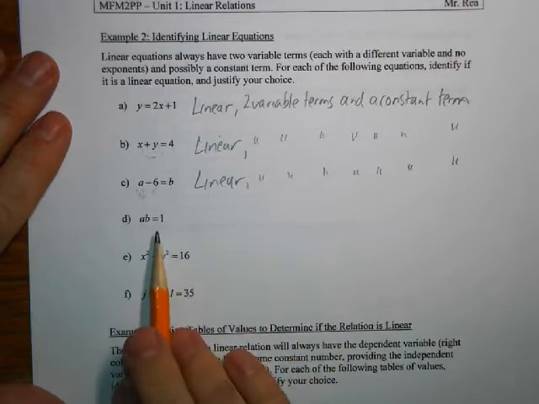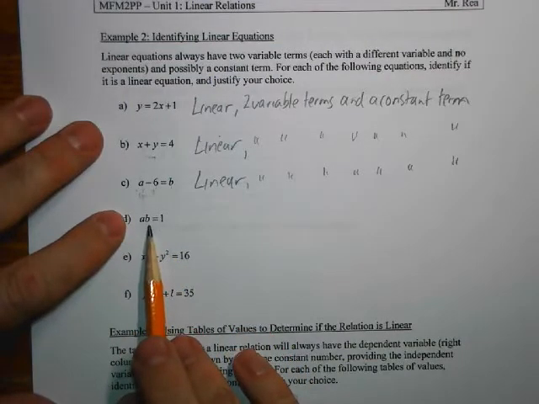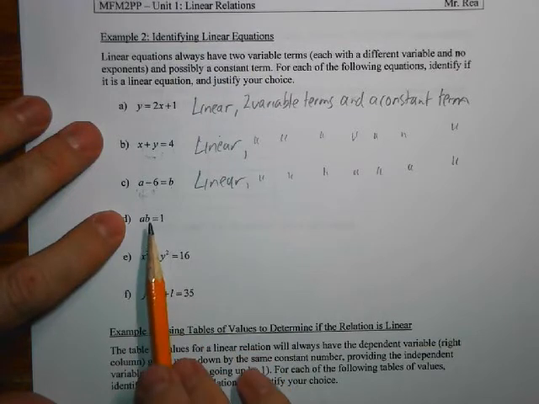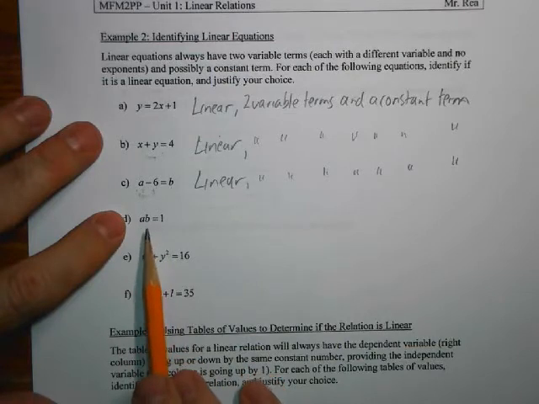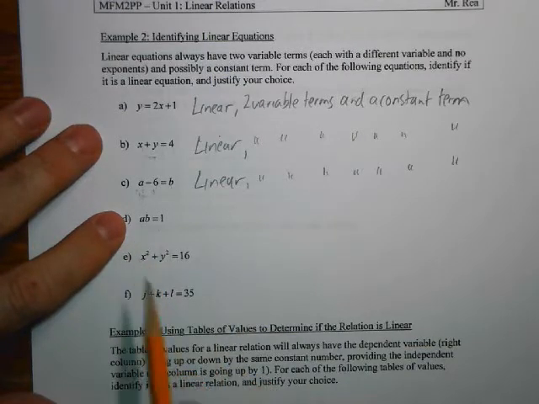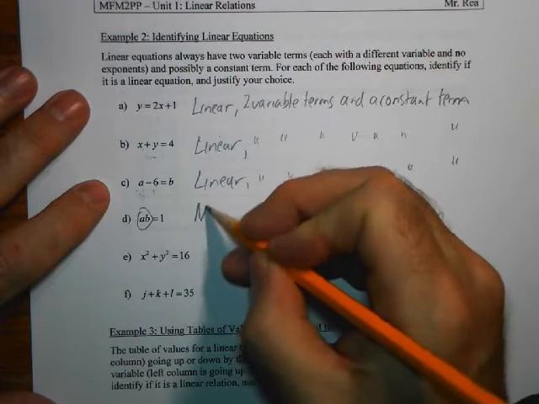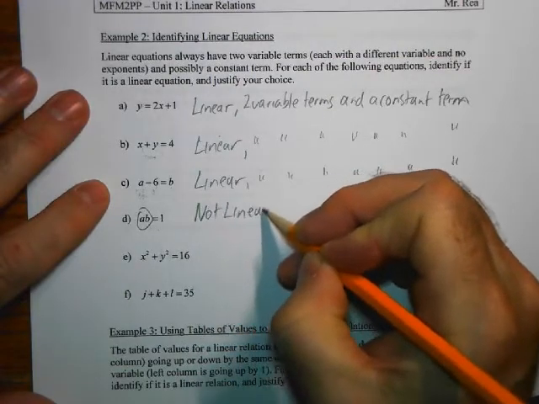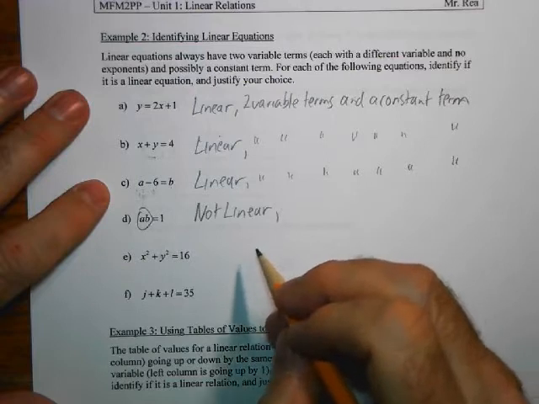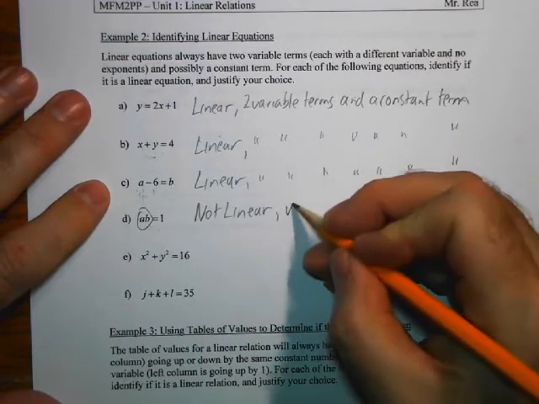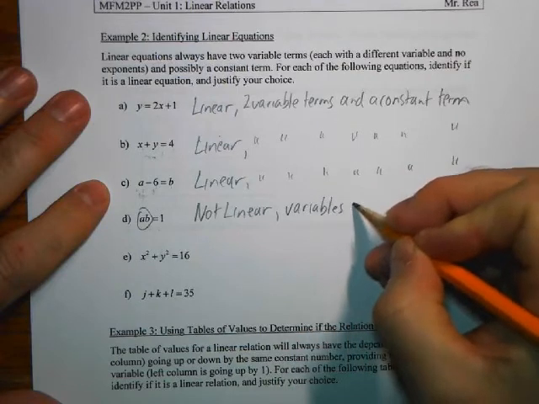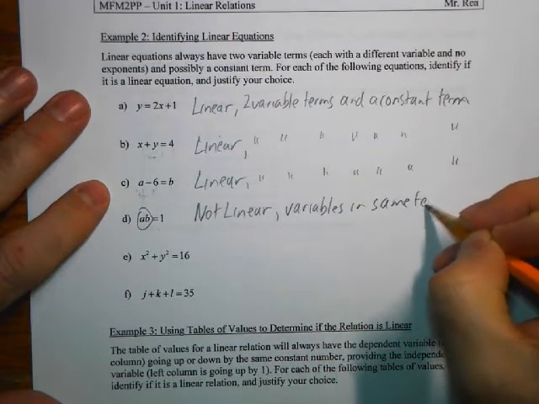All right, this one here, again, we've got two variables, a and b, but the problem here is they have to be in different terms. They can't be multiplying with each other. So right now the AB, that's one term. Well, that's a no-no, because the A and the B have to be in their own terms, distinct from each other. So because of that, that is not linear. Okay, and that's because the variables are in the same term. So we can't have that.